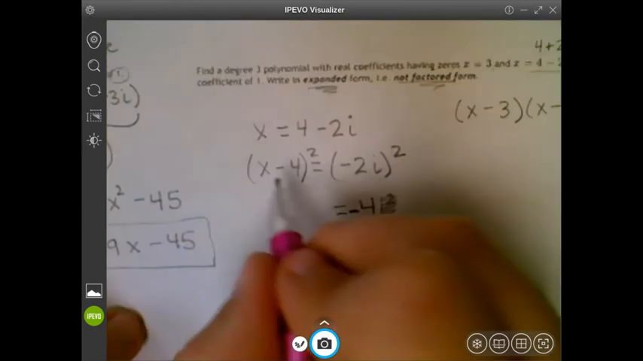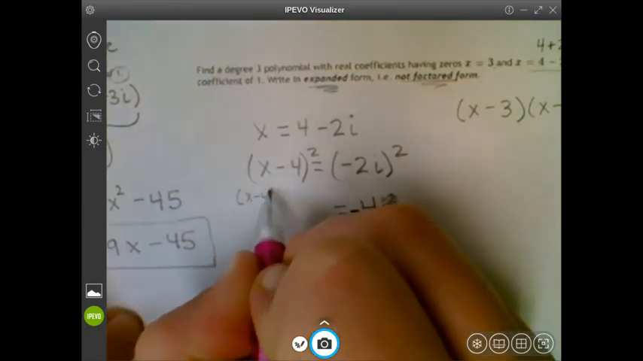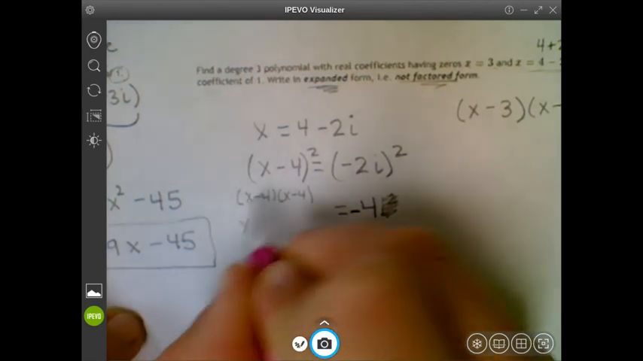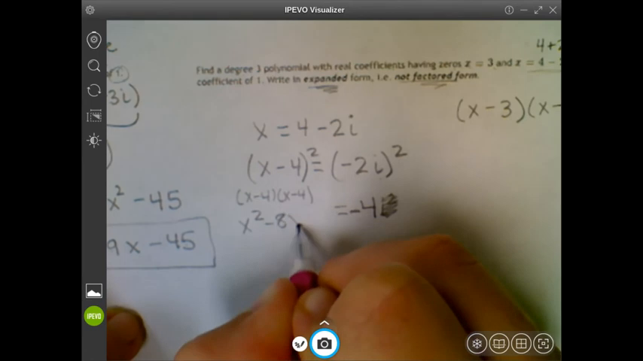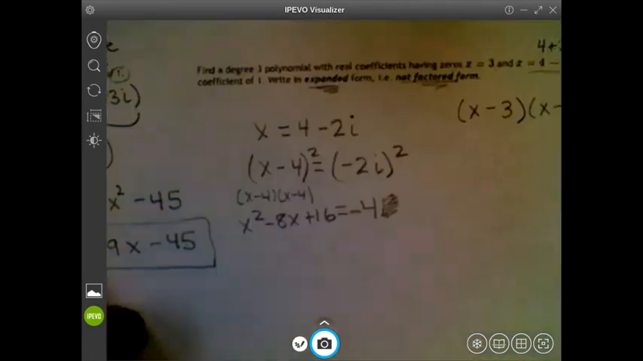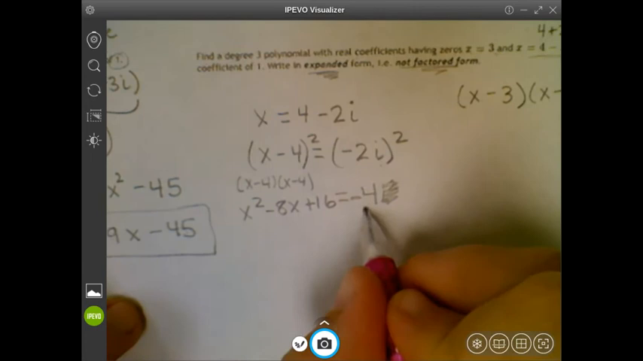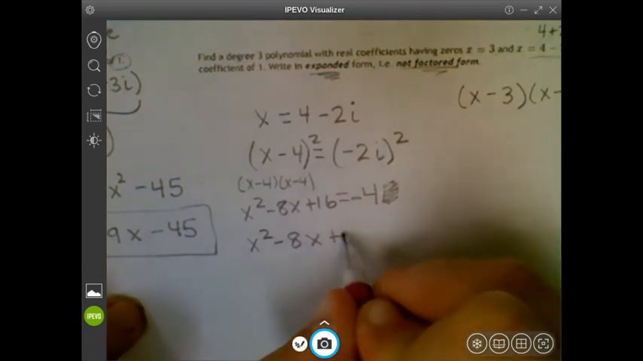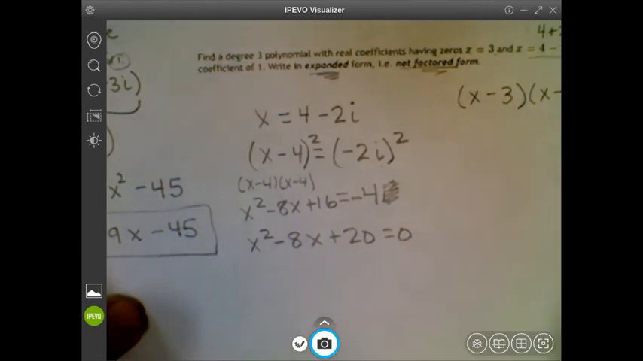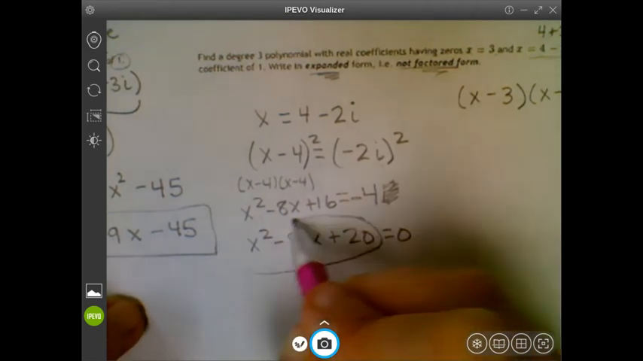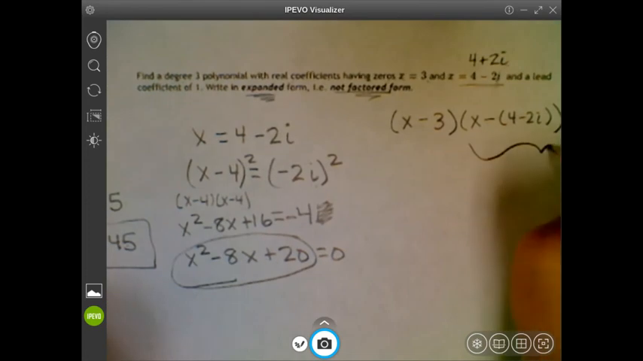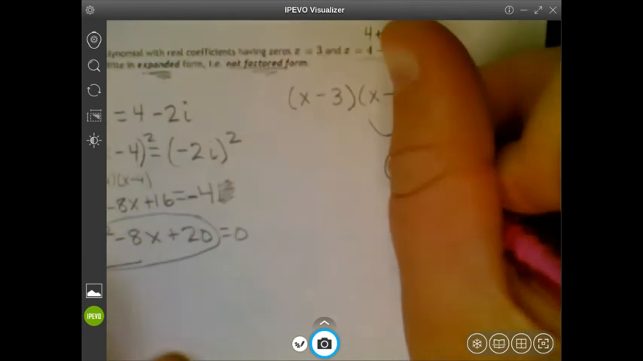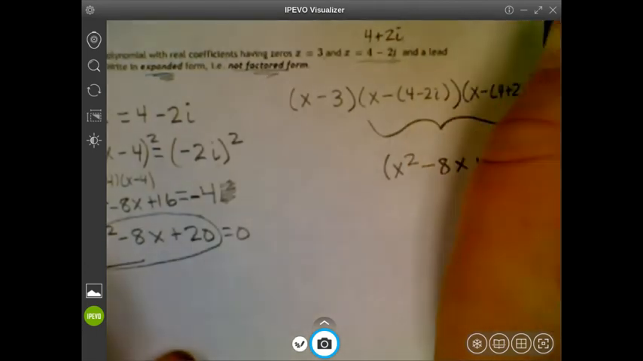On this side, you do have to multiply out x minus 4 times x minus 4, which is not bad. You've been doing that for years now. So x squared minus 4x, so minus 8x plus 16. And then last but not least, get that 4 over, so it is equal to 0. So we'll add 4, so that'll be plus 20 equal to 0, which means that this is what you would get if you multiplied this out. You would get x squared minus 8x plus 20.